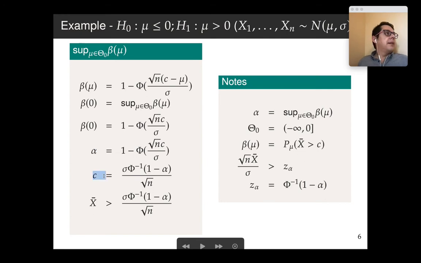If I solve this equation for c, then I obtain this part. Following what we have seen, the probability that the estimate of the mean, referred to as bar x, is greater than c is the power function beta, and we have defined c. c is this part, so we can replace it, and that is what we are looking for.